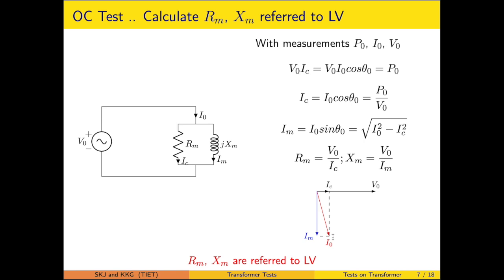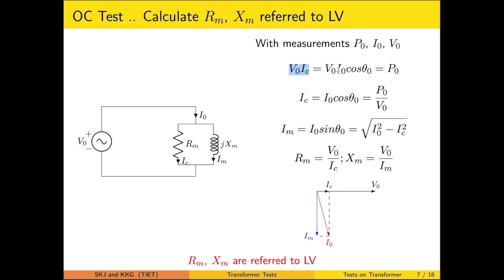Because I0 is predominantly reactive, this particular I0 angle with V0 will be about 75-80 degrees or so. Under the ideal condition, it has to be 90 degrees, coinciding with the IM. This I0 is resolved into two components: IC, the in-phase component, and IM, the quadrature component. So the real power will be V0 IC.